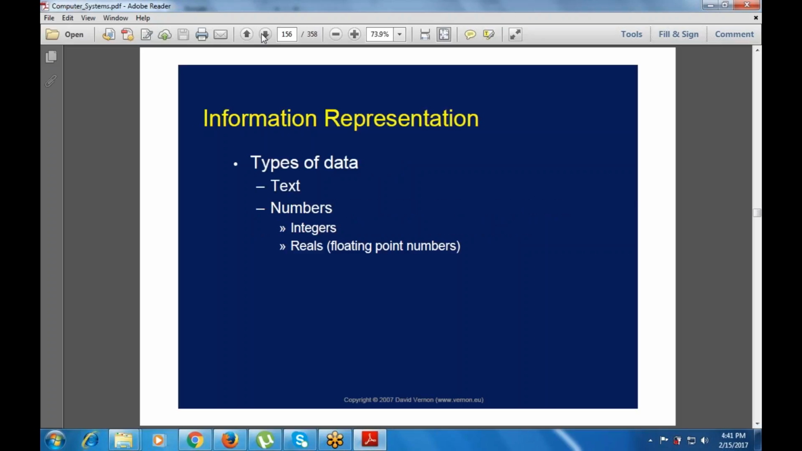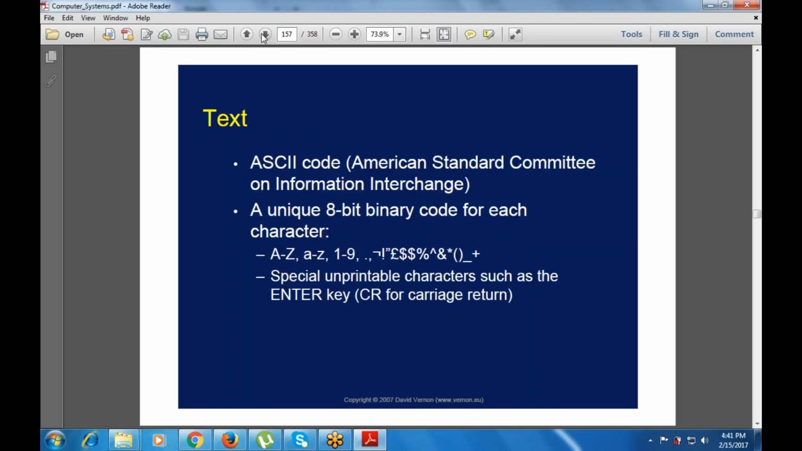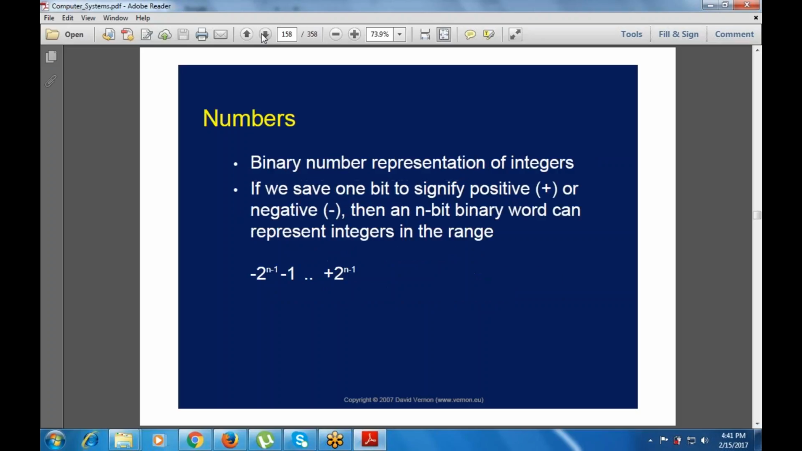The information representation, that is the types of data, includes text and numbers, including integers and reals. Then text is in ASCII format. This is the American Standard Code for Information Interchange. There is a unique 8-bit binary code for each character, from capital A to Z, small a to z, 1 to 9, underscores, and special unprintable characters such as the enter key, that is CR for carriage return.